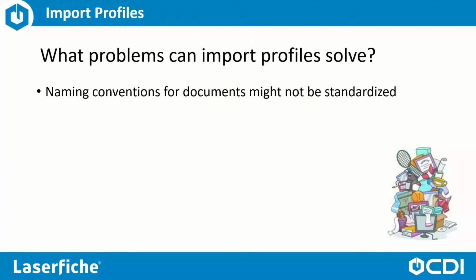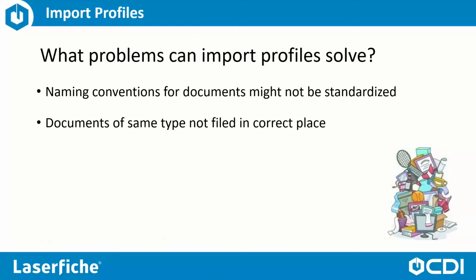Some of the things they can solve is that naming conventions for our documents might not be set up in a standard way, right? And that can be really confusing. It can cause issues where documents can be missed because they have the wrong name, or for example, we're used to having a date on the end of documents, and maybe somebody is importing them manually into a folder and they didn't remember to put the date on the end of it. So that can be an issue.